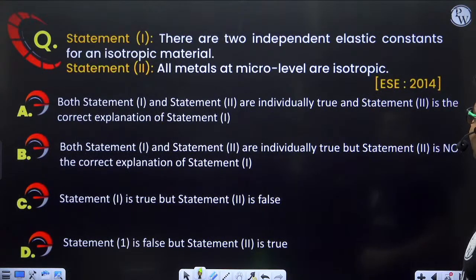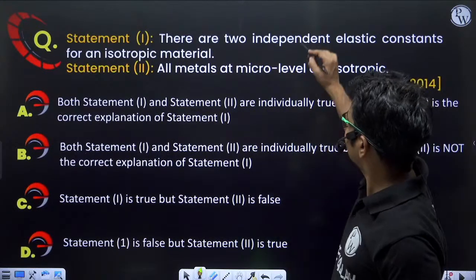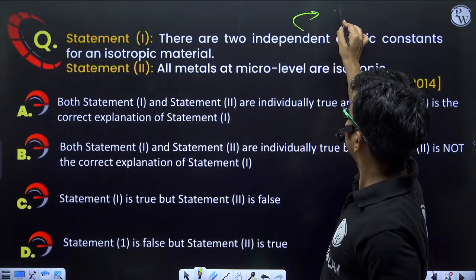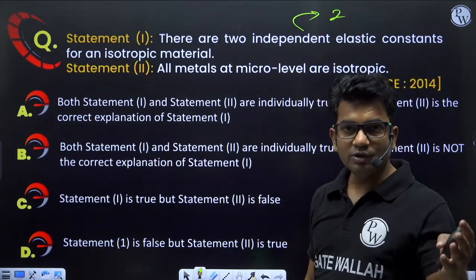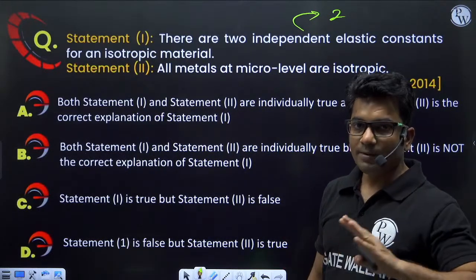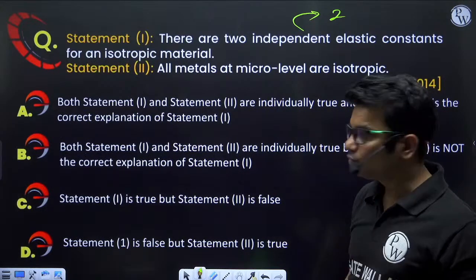Statement 1. There are two independent elastic constants for an isotropic material. Yes, this statement is correct. Independent elastic constants are 2. Although total number of elastic constants are 4, E, mu, K and G, they are not independent. Independent are 2 only. They are all related to each other.